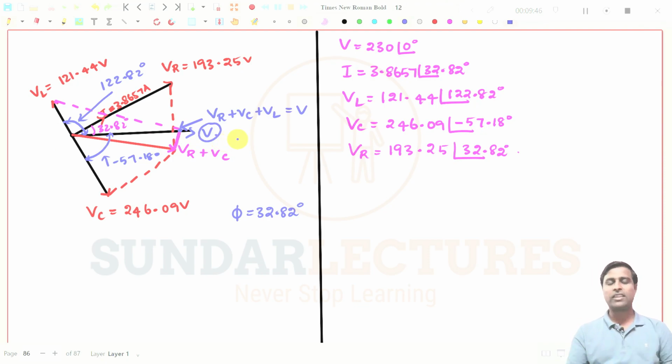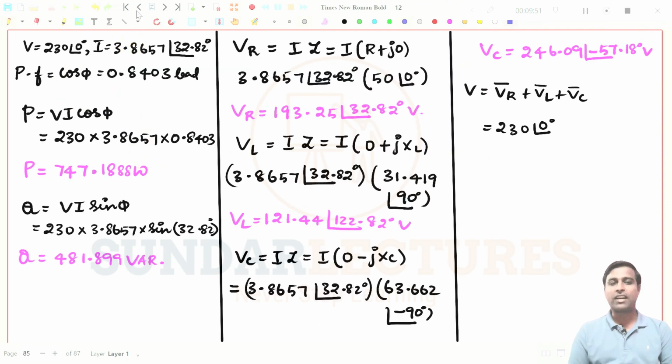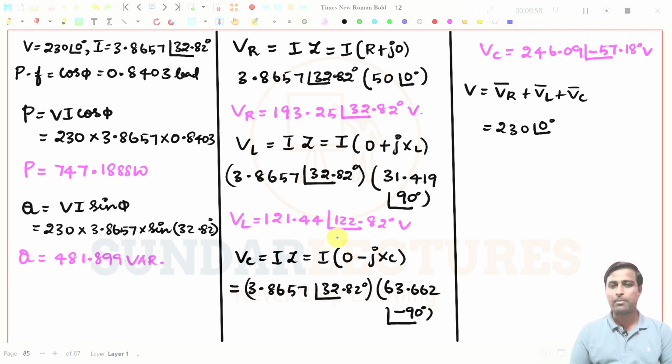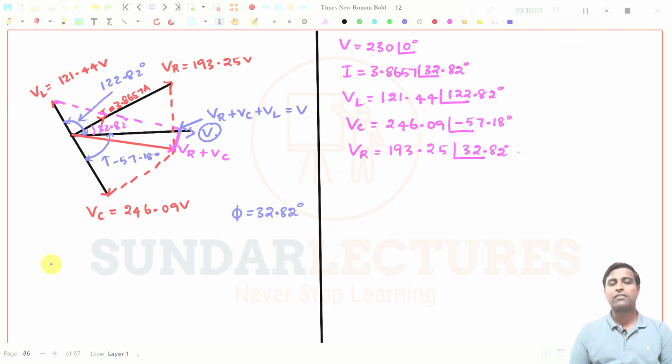Try to understand, so many things we have seen with this particular example. We have taken a problem, and we have found so many things, right? Power factor, real power, reactive power, VR, VL, VC, and at last we have gone for the phasor diagram. This looks very clumsy since I have written everything into it to explain things. It is not necessary to put these angles because we know the angle here itself. So you just draw the phasor diagrams and try to understand things, right?